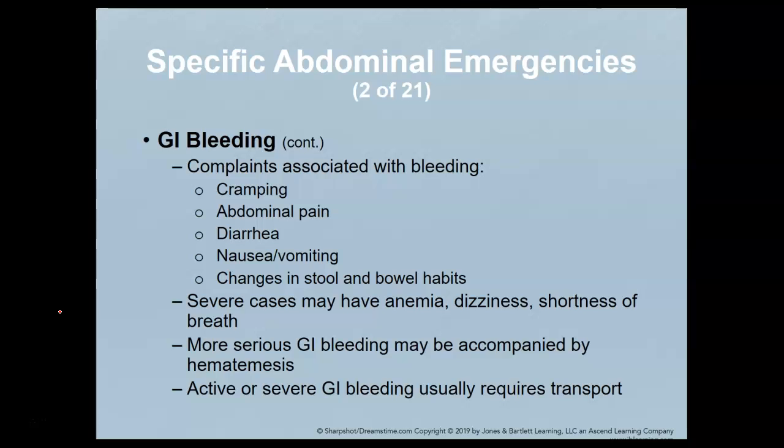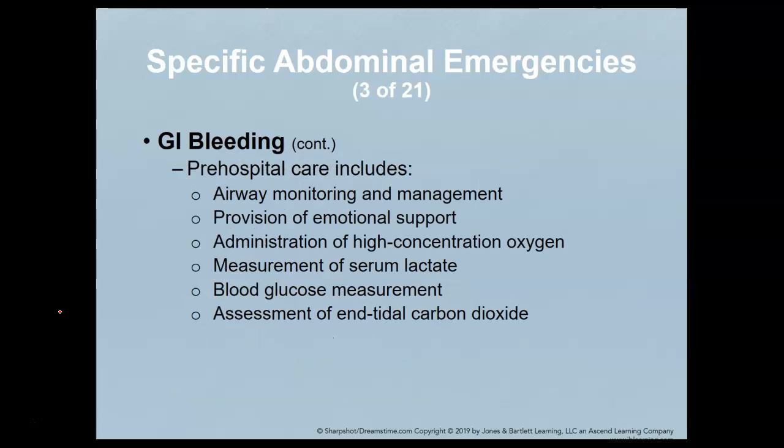Okay. For GI bleeding, airway monitoring and management, particularly if you're experiencing a patient with esophageal varices, airway management is the most critical thing that you do. Emotional support because they're scared. If the patient is hypoxic, meaning oxygen saturation of less than 94%, then you need to administer oxygen.